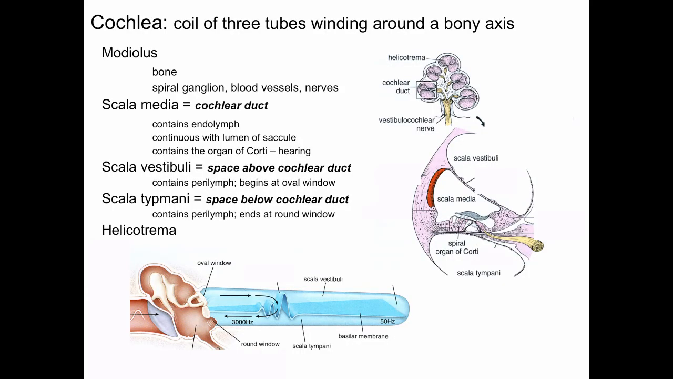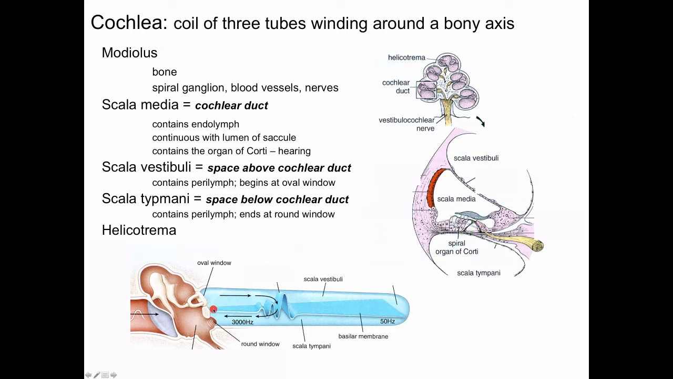The cochlea is a coil of 3 tubes that winds around a bony axis. This bony axis is called the modiolus. Running through this bony axis are spiral ganglion, blood vessels, and the branches of the cochlear nerve. The scala media is actually the cochlear duct. It contains endolymph, and it is continuous with the lumen of the saccule, and it contains the organ of Corti, and that's highlighted like this.